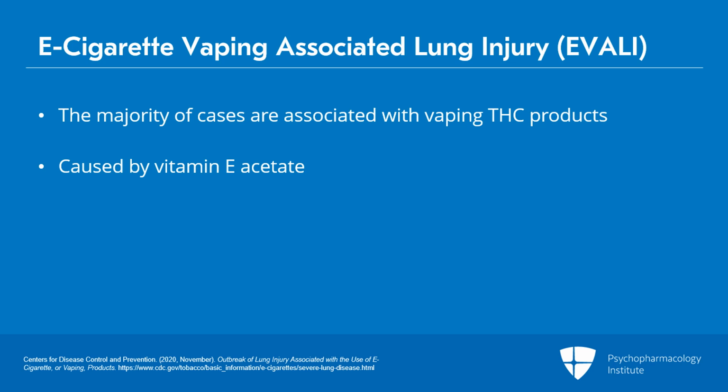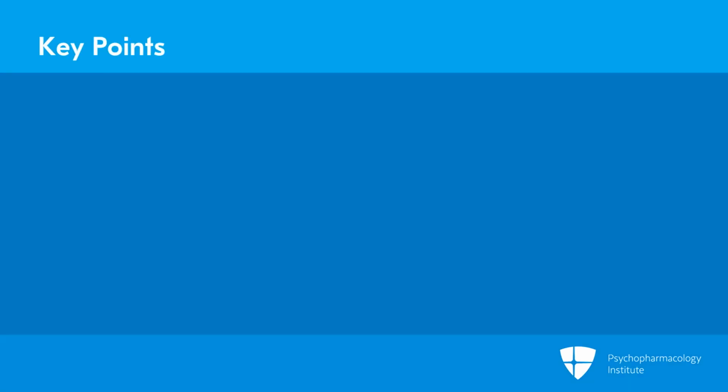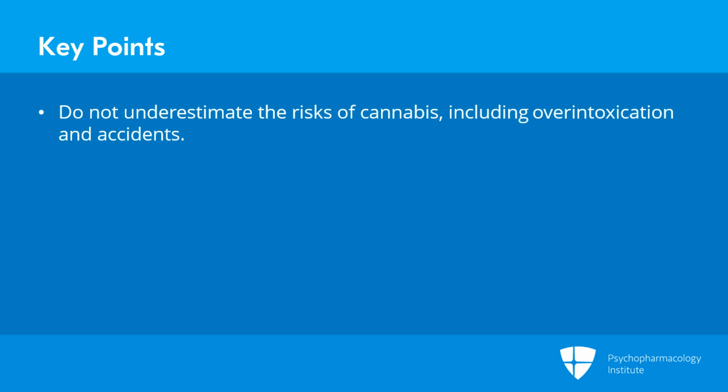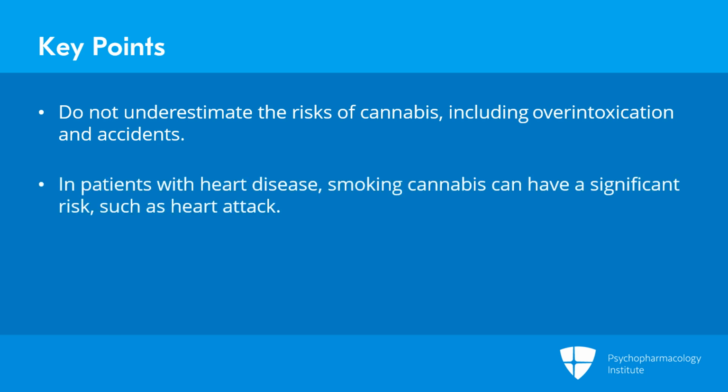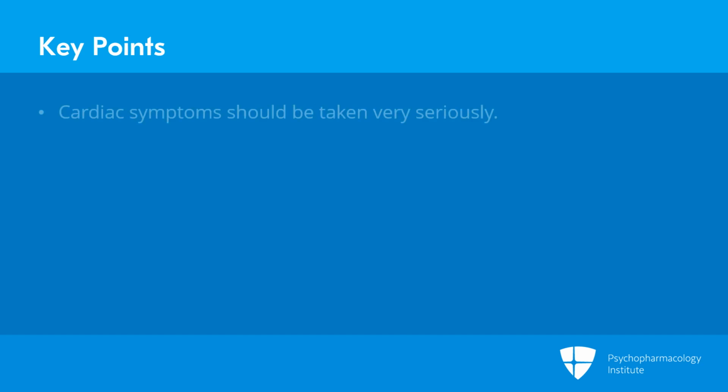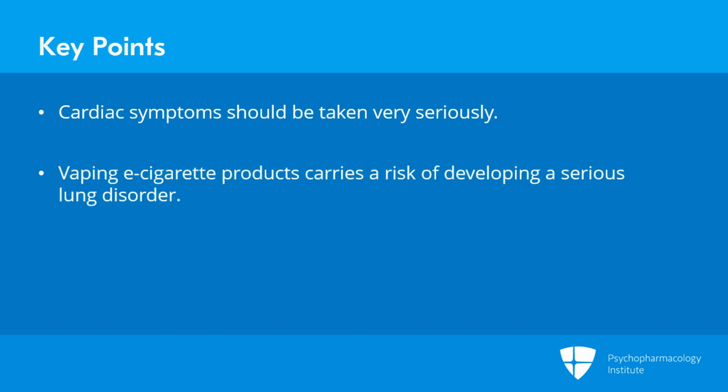So now I'll review the key points. It's crucial to not underestimate the risks of cannabis despite its widespread use. These risks include overintoxication and accidents. In patients with heart disease, smoking cannabis can have a significant risk. In patients with heart disease, there's also a risk of heart attack, especially within an hour of smoking. Cardiac symptoms should be taken very seriously. Vaping e-cigarette products runs the risk of developing a serious lung disorder.